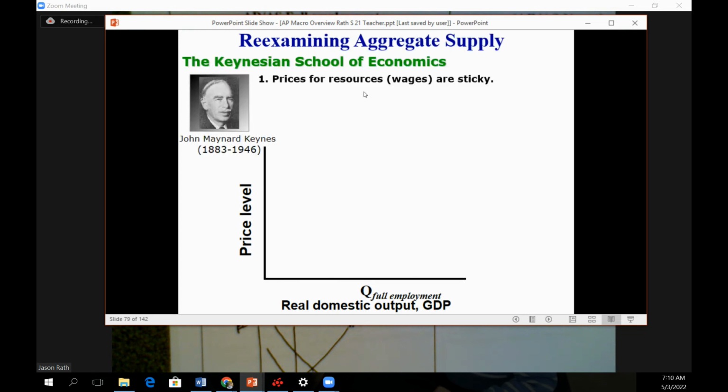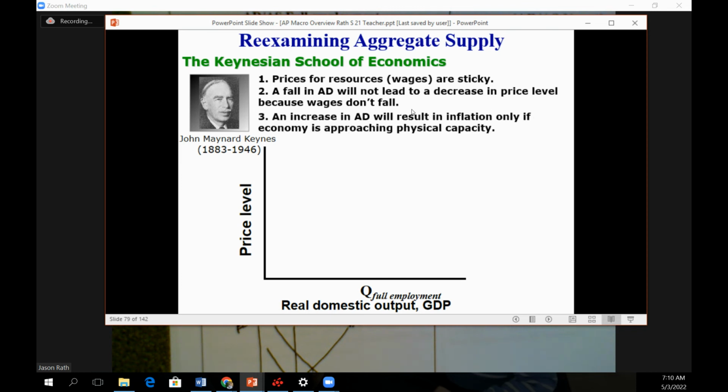Now, Keynesian, this is when, remember I just told you, in the long run, we're all dead because he doesn't care about the long run. So the Keynesian school, price of resources are sticky. A fall in aggregate demand will not lead to a decrease in price level because wages don't fall. And an increase in aggregate demand will result in inflation only if the economy is approaching physical capacity. So you have this weird looking graph.